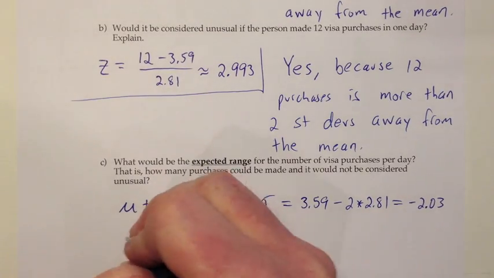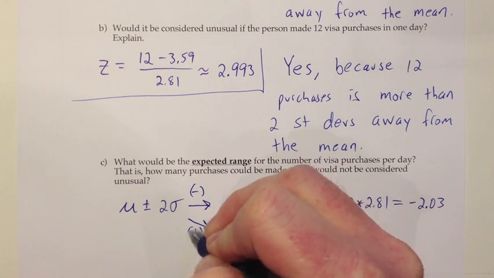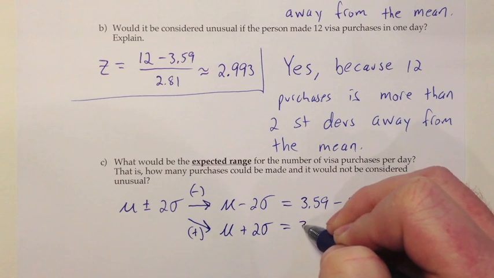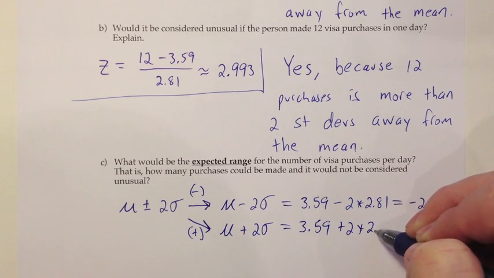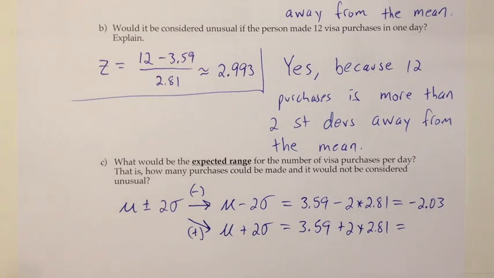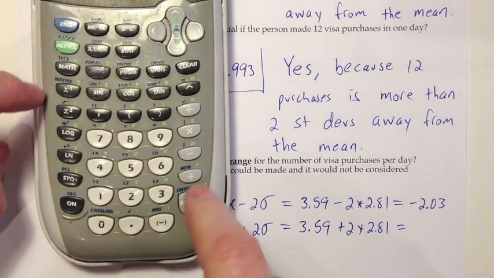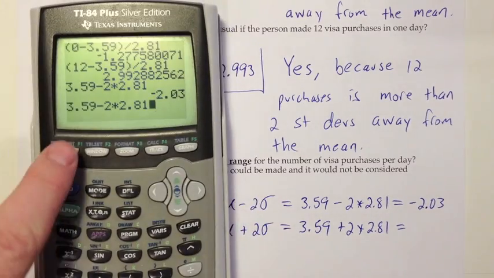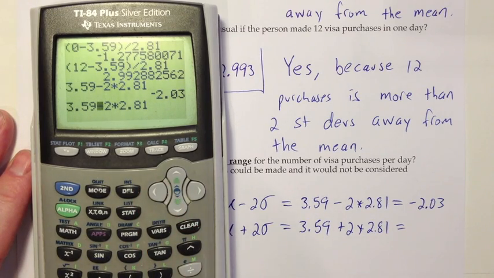Anything within is expected. And then that was the minus case. And I'll do the plus case as well. So mu plus 2 sigma would be 3.59 plus 2 times 2.81. And that is such a similar calculation to the last one. I would start off by hitting the second key and the enter key. And when I do that, that pulls up my last calculation, and I can use the arrow keys just to change that minus to a plus.